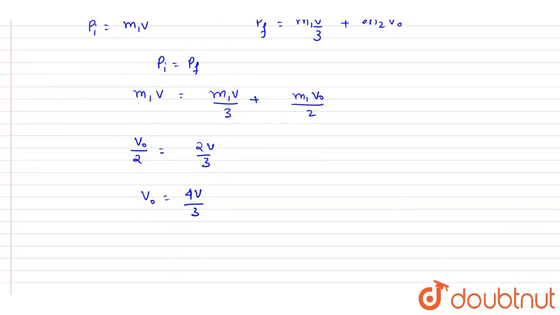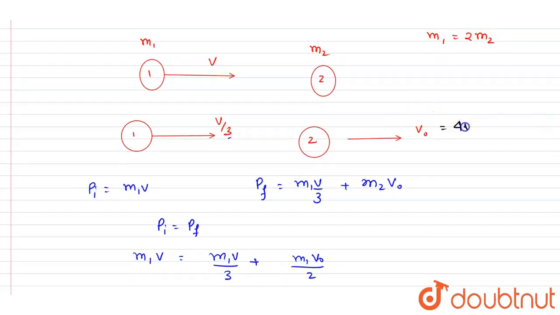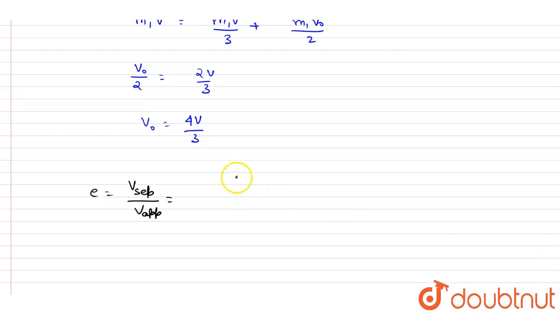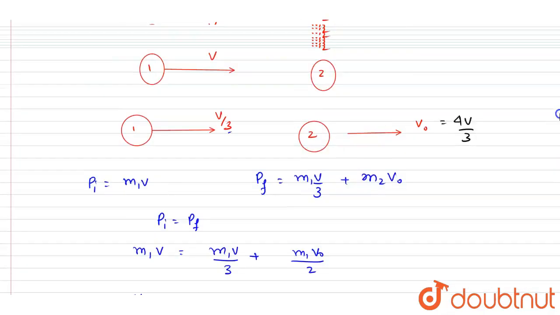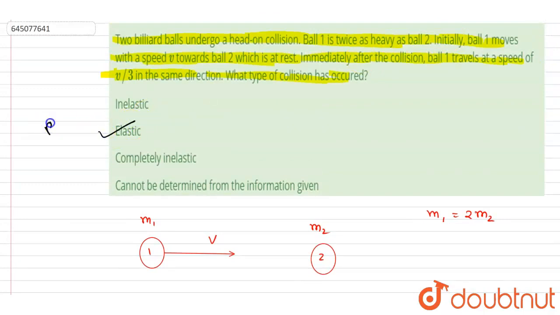Now we can write down the e equation. We know that e is equal to velocity of separation by velocity of approach. So velocity of separation will be, if you see, this ball is moving with velocity 4v by 3 and this with v by 3. So it will be 4v by 3 minus v by 3. Velocity of approach, only one ball is moving toward the other with velocity v. So 4v by 3 minus v by 3 is v only, so e is 1. So it is an elastic collision because e is 1 for the elastic collision. Now you can check for the option, e is 1 is B, elastic collision.